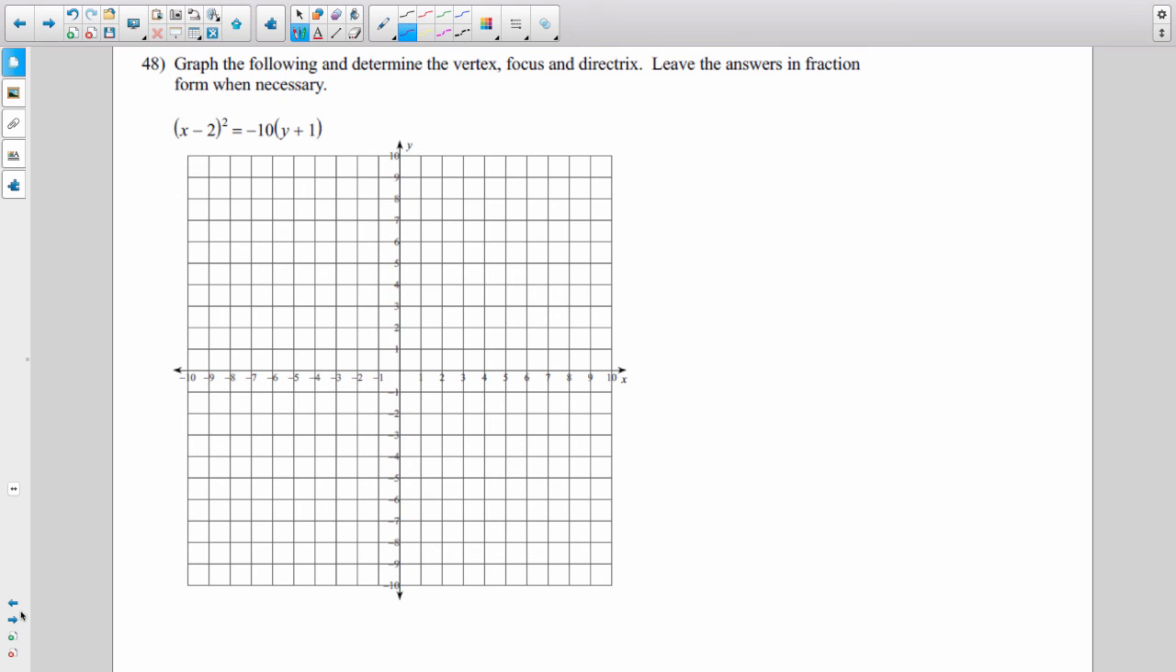Okay, 48. This is the old parabola with the vertex situation and the directrix and all that, right? So we need to know our equation, which would look like this. (x minus h) squared equals 4 times p times (y minus k). h and k is the vertex, but switch the signs.